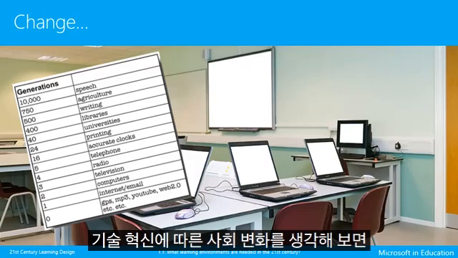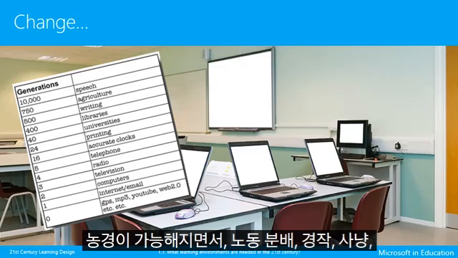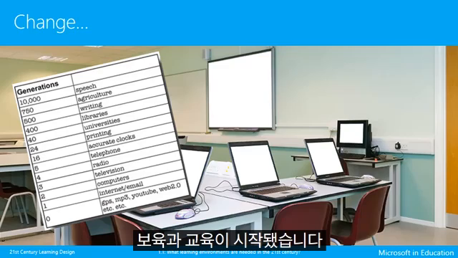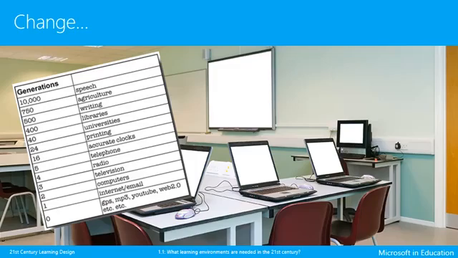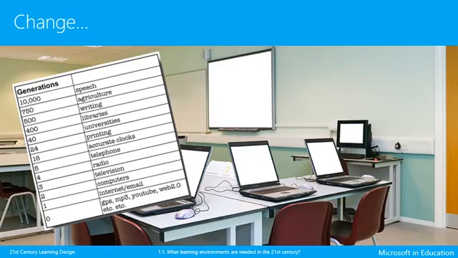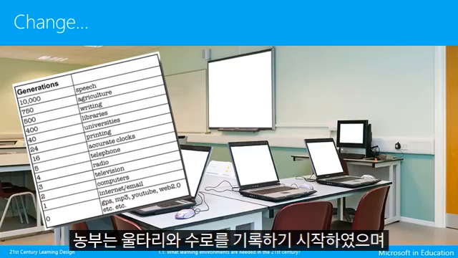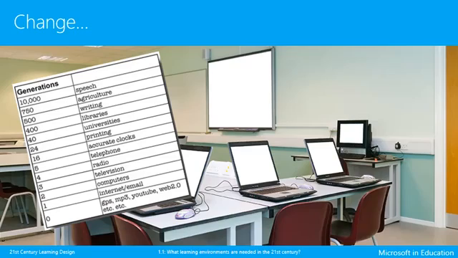Think about how this changed society. Agriculture led to distribution of labour, farming, hunting, taking care of the children and teaching them. Another 250 generations later, and writing emerges, the ability to share our ideas and thoughts beyond oral capacity. Formal recording of events can now occur.